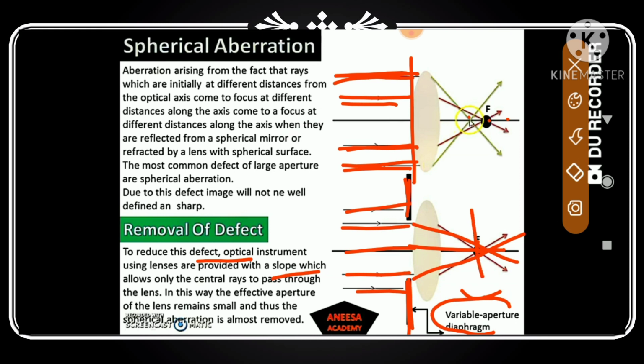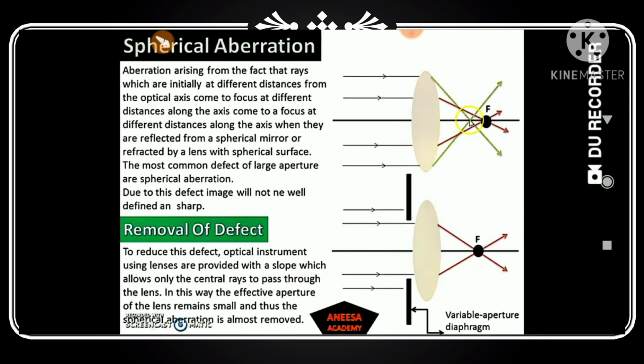To remove the defect, we reduce the large aperture. We get a small aperture by using stops. We allow only the inside rays and get a well defined image. This is the removal of spherical aberration, the defect in the lenses. This is about spherical aberration.